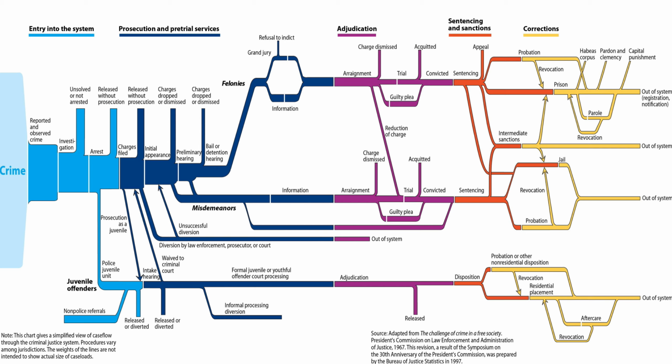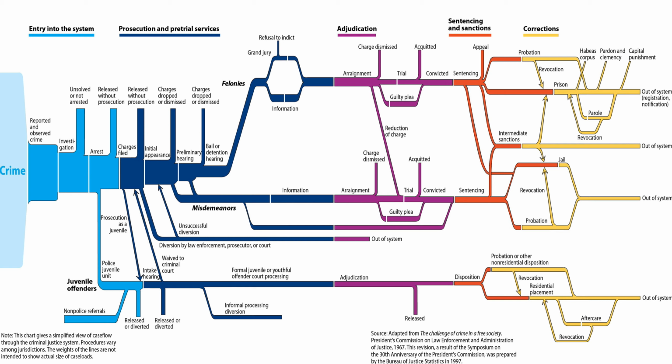So this is a representation of the sequence of events in the criminal justice system. Before we talk about it, I want to look at a couple of these notes. Down here's the source. This is a product adapted from The Challenge of Crime in a Free Society by the President's Commission on Law Enforcement. And then pay attention to this note over here. This is a simplified view of how cases or offenders process through the American criminal justice system.